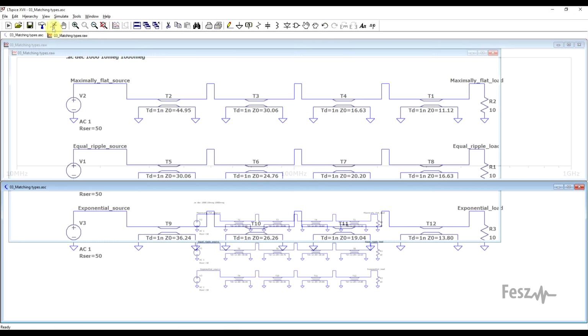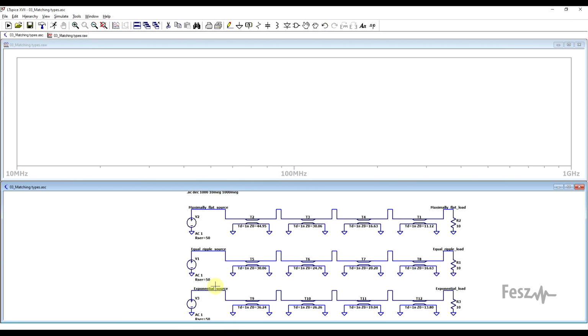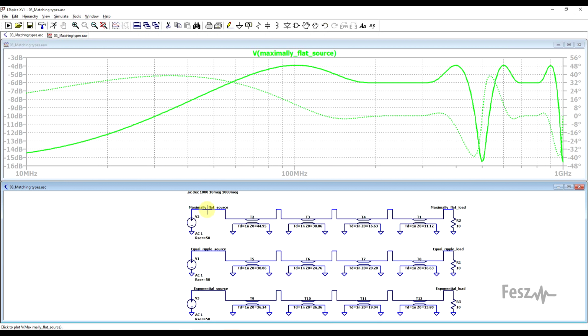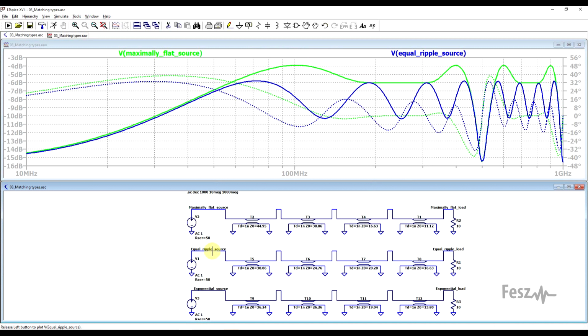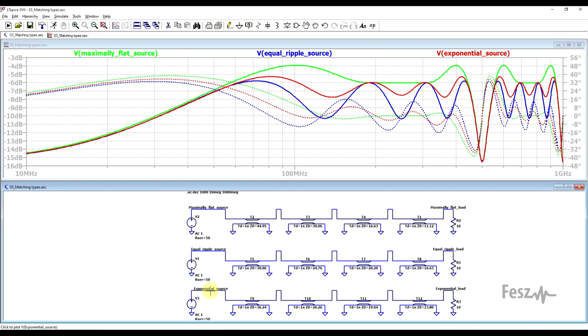So if we quickly simulate and have a look, again looking on the signal source side, we have our maximally flat response. Here the load is matched over a wide frequency range with minimal impedance deviations. This roughly goes between 180 and around 320 megahertz. Then we have the equal ripple response, which is providing matching over a wider range, but with quite some significant ripple. And finally, we have our exponential response, which has a more reduced, but also uneven ripple.